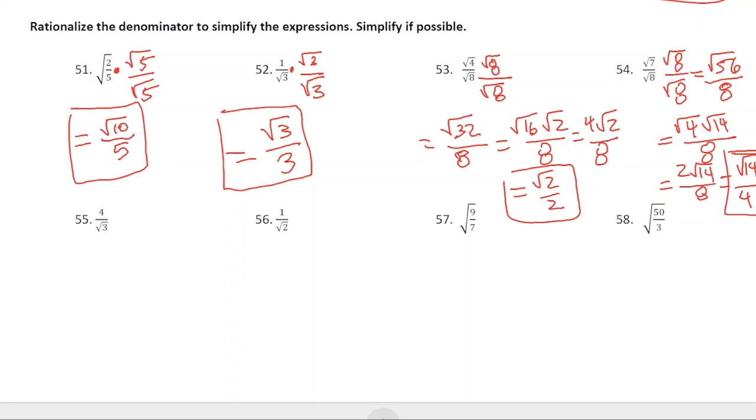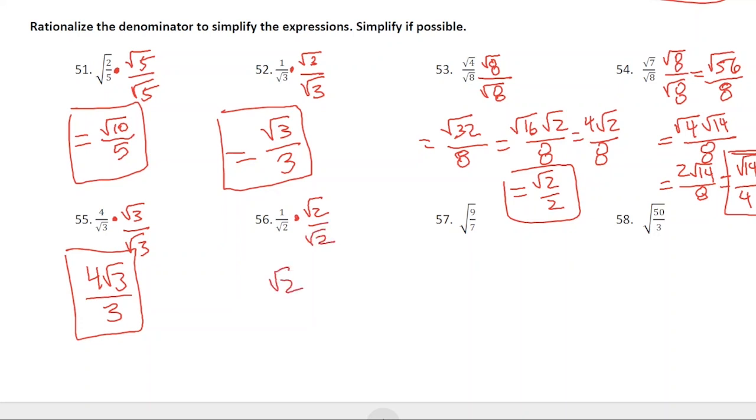Number 55, I'm going to multiply by root 3 times root 3. So 4 times root 3 is just going to be 4 root 3, and root 3 times root 3 is 3. Nothing to reduce there. Number 56, we'll multiply by root 2 over root 2. So that gives me root 2 over 2, and nothing to reduce there either.